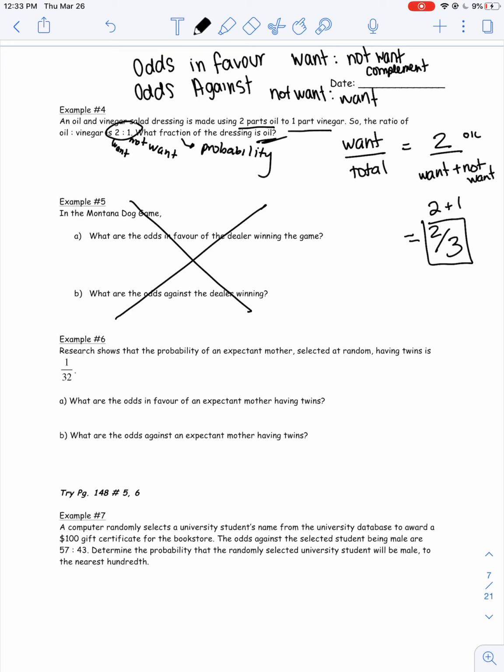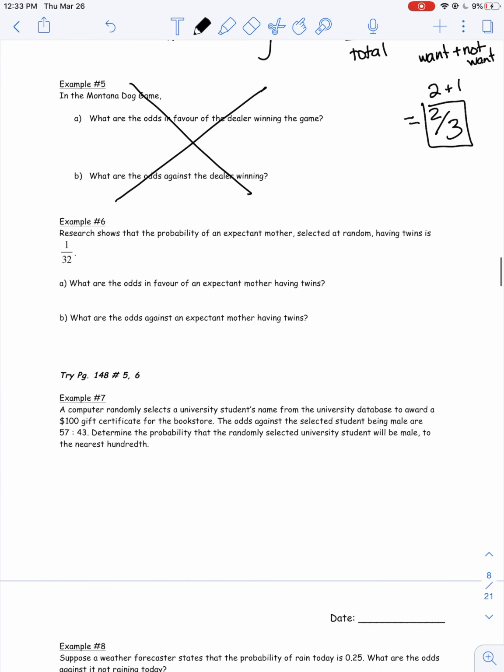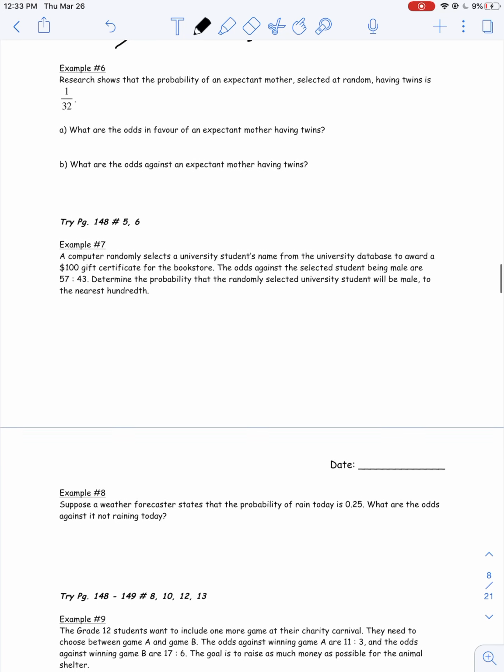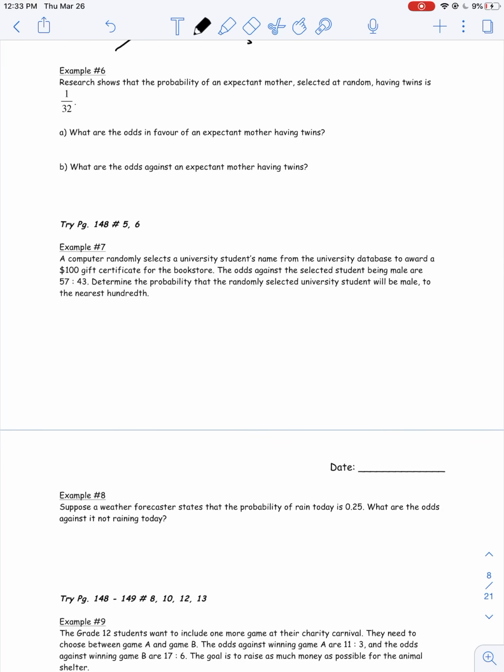Okay, so example number 5, we're going to skip. Reason being is that was using kind of a game that we do at the beginning of the class. So since we're not doing that, we're going to skip example number 5. Example number 6, whenever they say the word probability, what you're going to do is use the number and write want, which is the top number, your numerator, and the bottom number is your total.